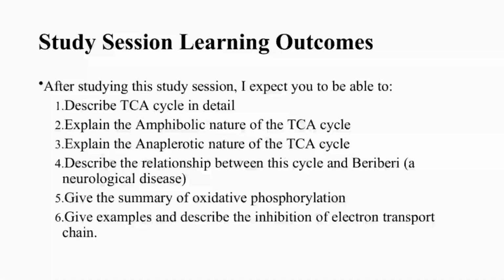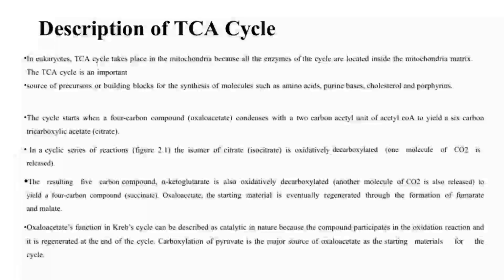In eukaryotes, the TCA cycle, also known as the Krebs cycle, takes place inside the mitochondria. That's because all the enzymes needed for this cycle are located within the mitochondrial matrix. This cycle is really important because it provides building blocks for synthesizing essential molecules like amino acids, purine bases, cholesterol, and porphyrins.